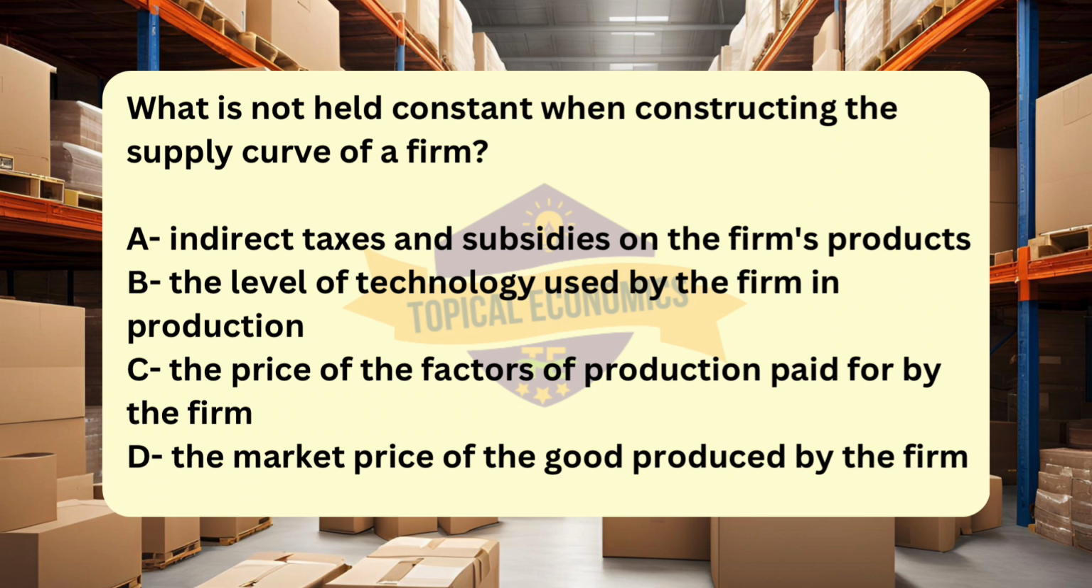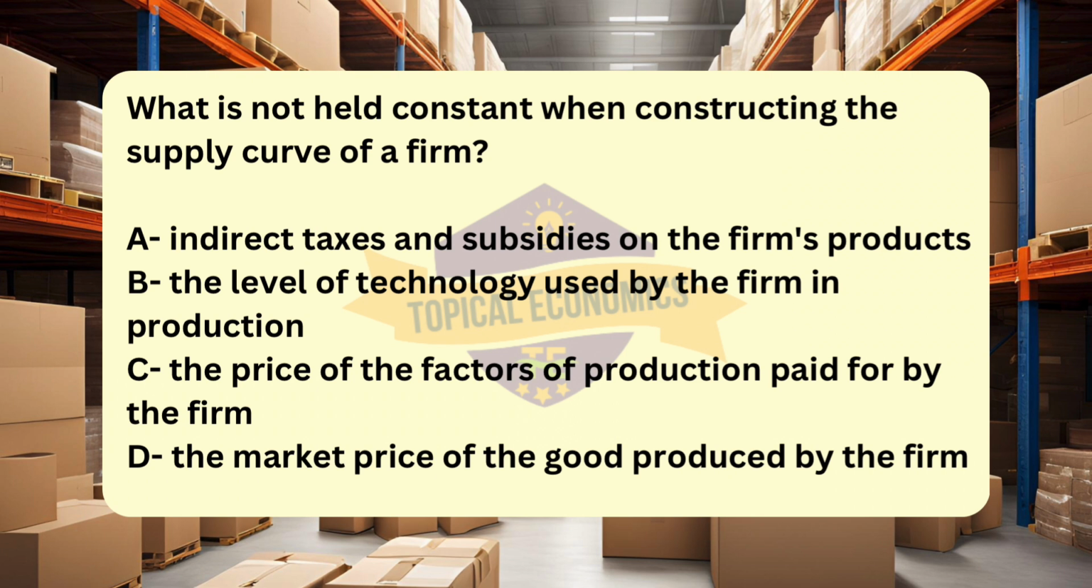The market price of the good produced by the firm. When constructing the supply curve for a firm, several factors are assumed to be constant, but the market price of the good produced by the firm is not held constant. In fact, the supply curve itself shows how the quantity supplied by a firm changes in response to different prices of the good. The price of the good is the variable that drives movement along the supply curve, which is why it is not held constant.